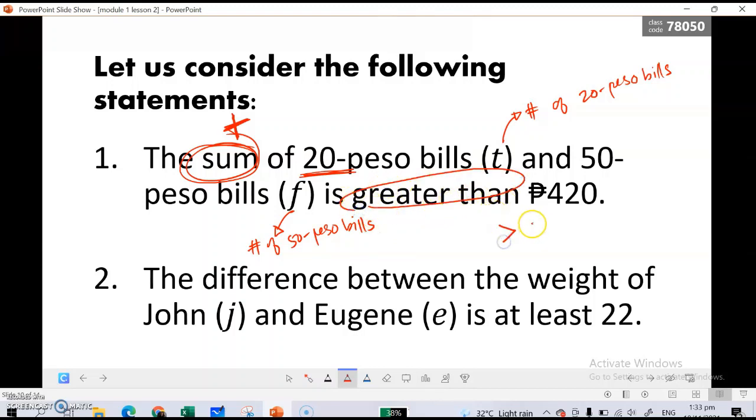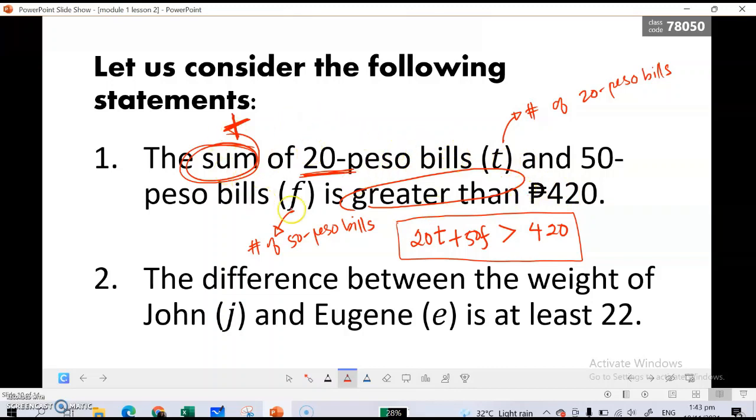So we have greater than 420 and pwede mo ilagay si 20 peso bills, ilang peraso? T peraso plus 50F. Ayan, so again, it's 20T plus 50F is greater than 420 pesos. So, pwede nyo tanggalin mo na yung peso sign pag nag-translate kayo. Sa final answer na, ilalagay yung peso sign kung kailangan.